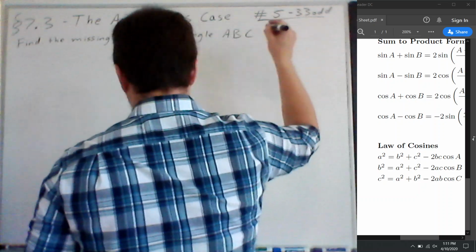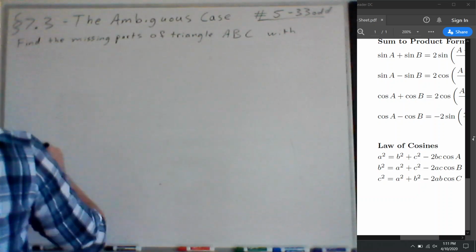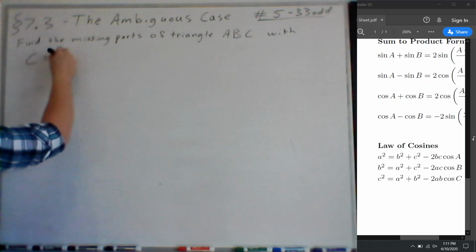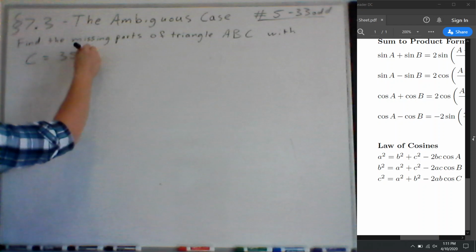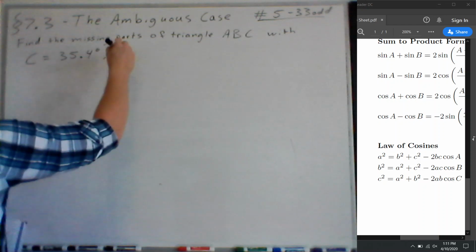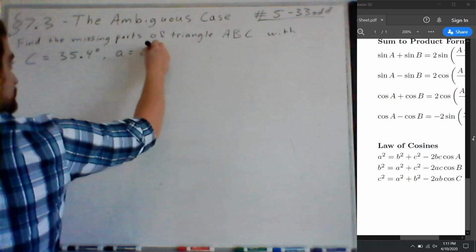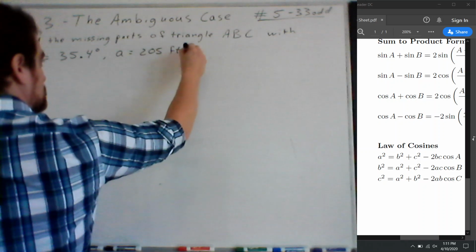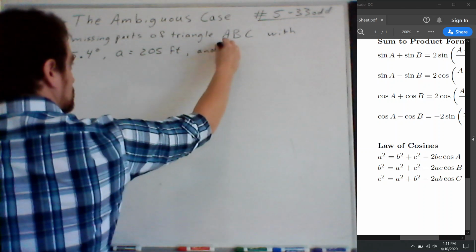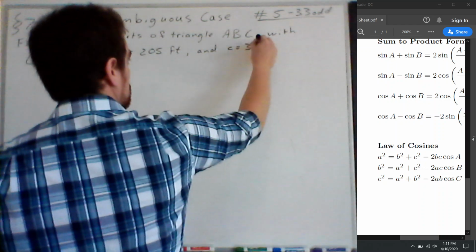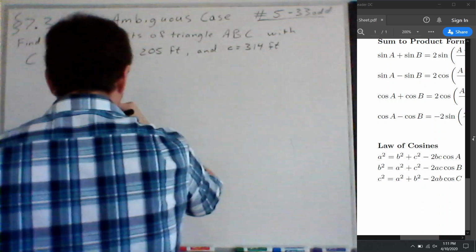With, they'll give us capital C is 35.4 degrees. So there's our angle. Little a is 205 feet. And little c is 314 feet.